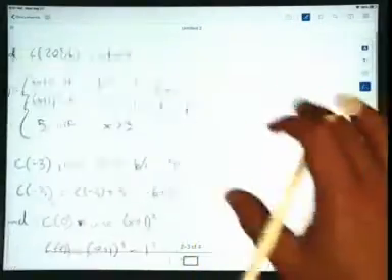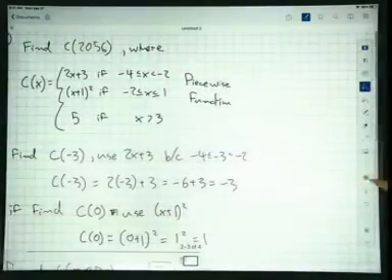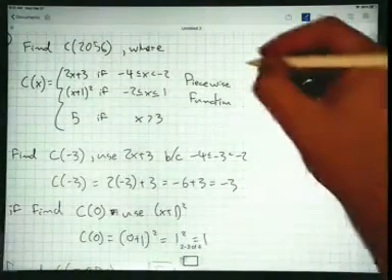So let me take a moment here to show you what this graph looks like. It's going to be a rough sketch. It's not going to be perfect.